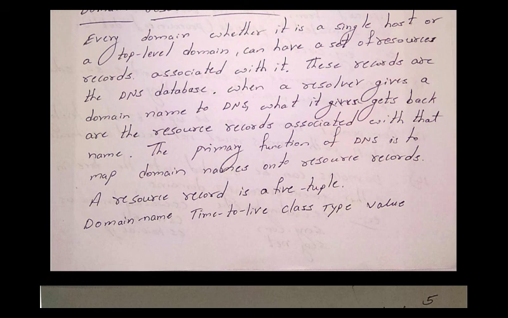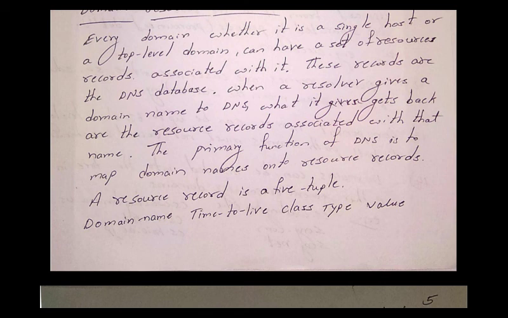There are different types of resource records associated with a domain name. The format of a resource record is a 5-tuple. The first is the domain name, then time to live, class, type, and a value. In the resource record, the first field is the domain name. It tells the domain to which this record applies. Is it clear? It tells the name of the domain to which this record belongs.